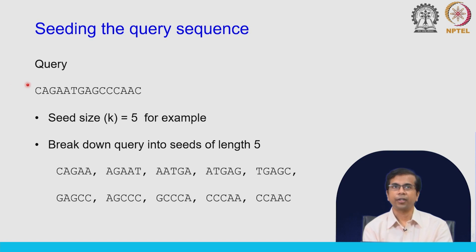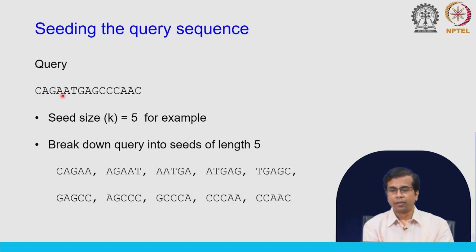How do you do this? You start with the first 5 bases, which will give you the first seed, then you will have the next 5, and so on. You can see we have a sliding window and take 5 bases at a time, and that gives you the seeds.